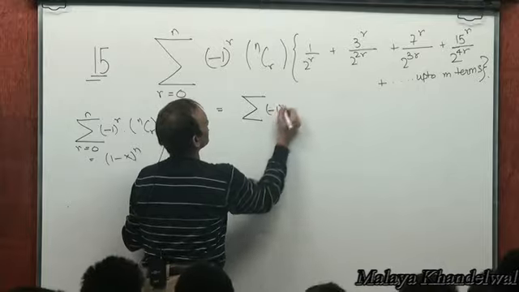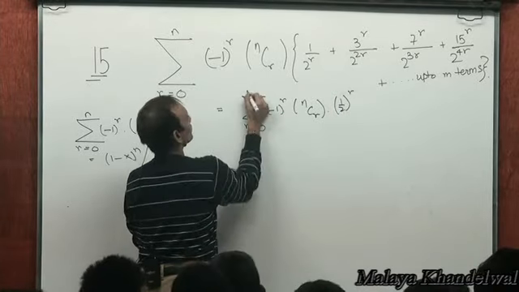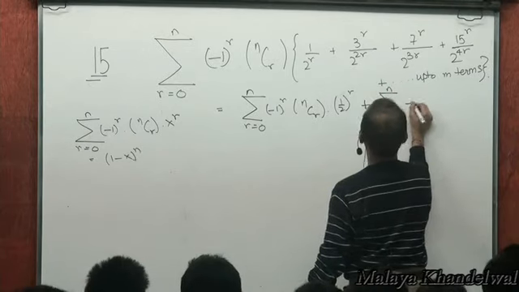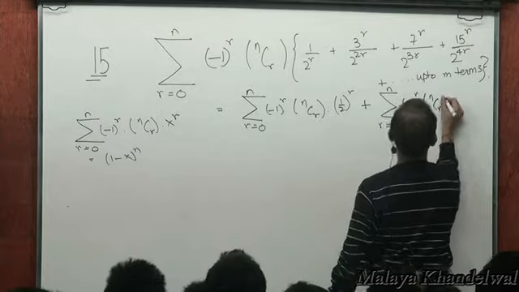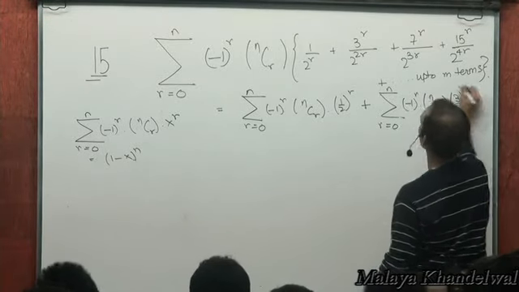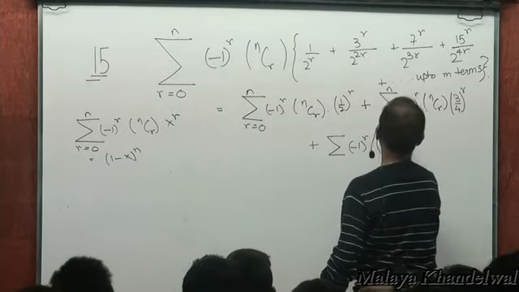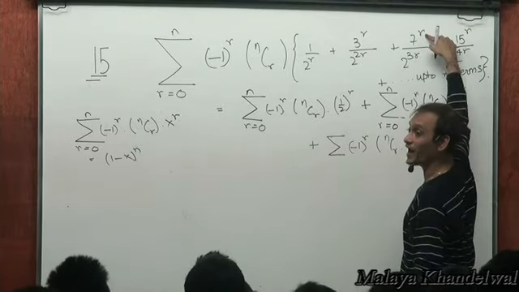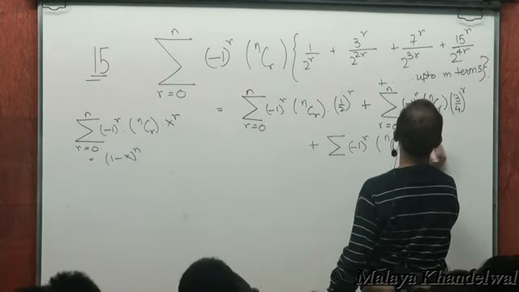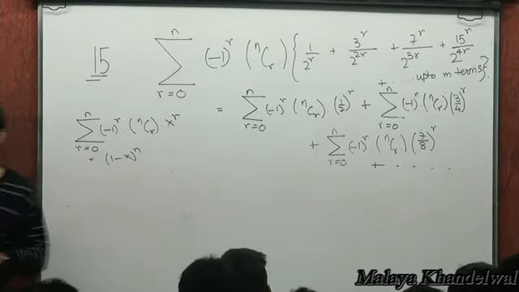This is like summation r equal to 0 to n, minus 1 to power r, NCR, 1 by 2 to power r for this term, plus summation r equal to 0 to n, minus 1 to power r, NCR, 3 by 4 whole to power r, plus minus 1 to power r NCR, 7 by 8 whole to power r, r equal to 0 to n, and so on and so forth. That's the kind of terms we get here.